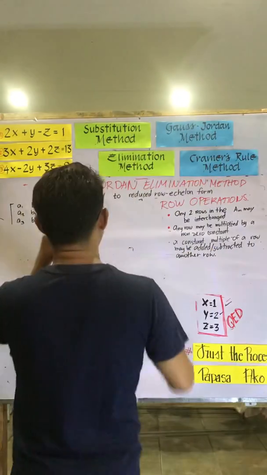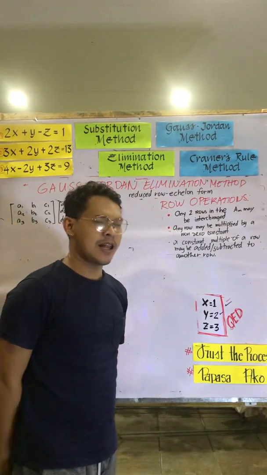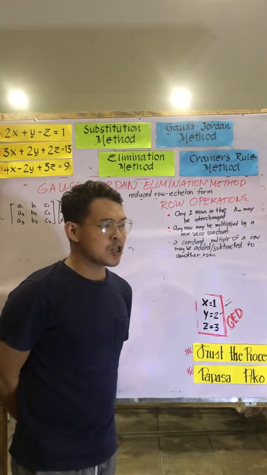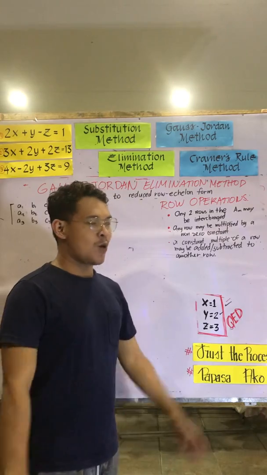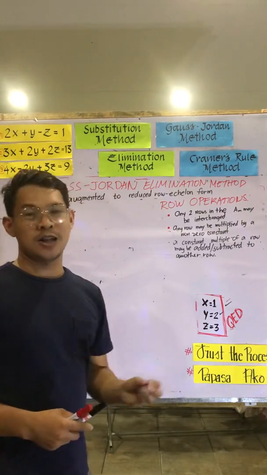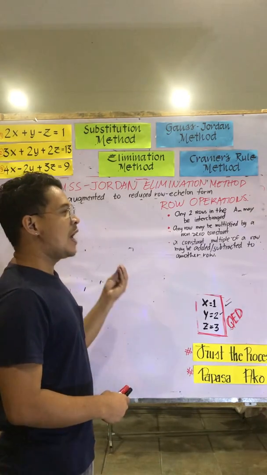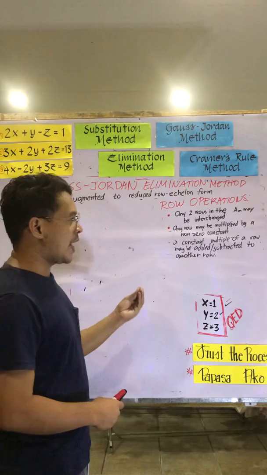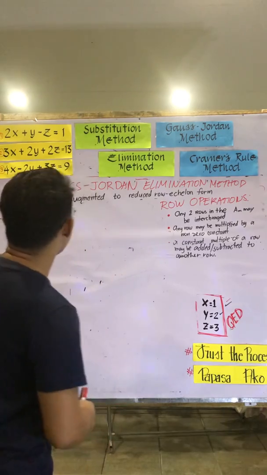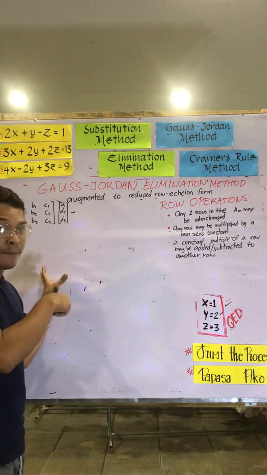Let us proceed with the last method, which is the Gauss-Jordan elimination method. Let us have the history first. The proponent of this method is Friedrich Gauss. And this is a method wherein he used an explicit way of solving the unknown variables per system of linear equations, and that is through matrix.